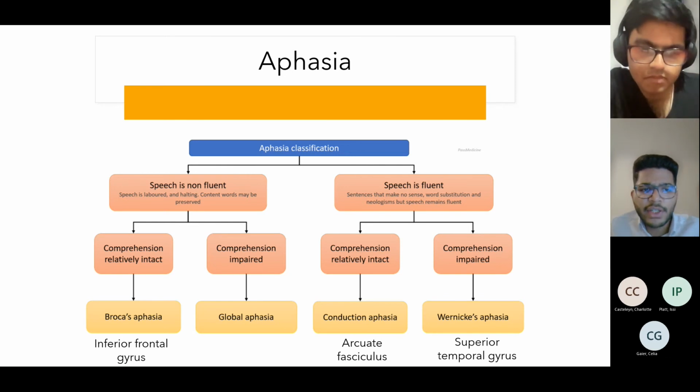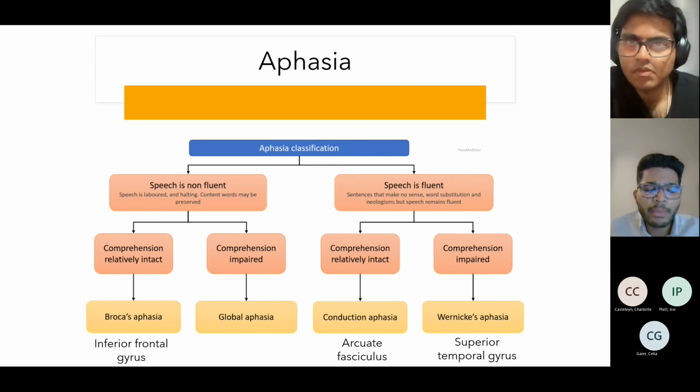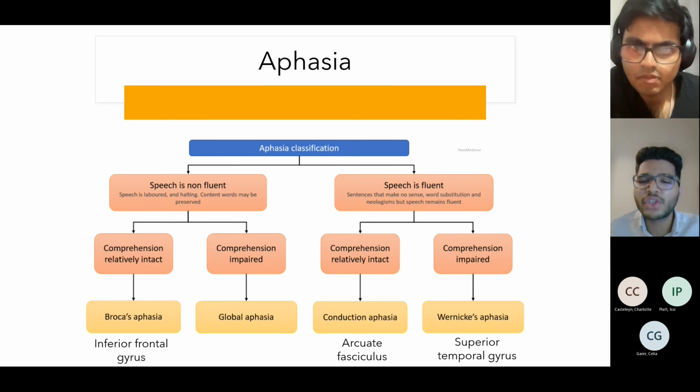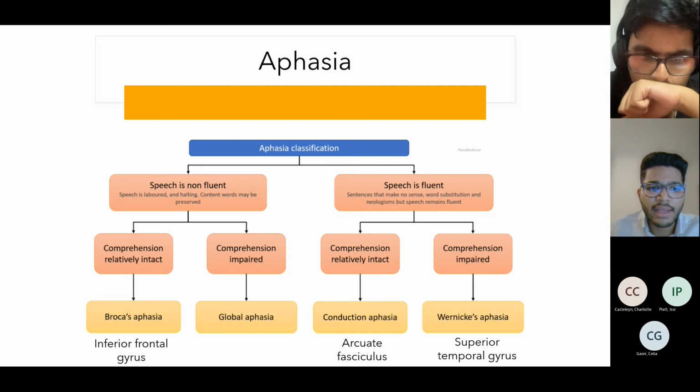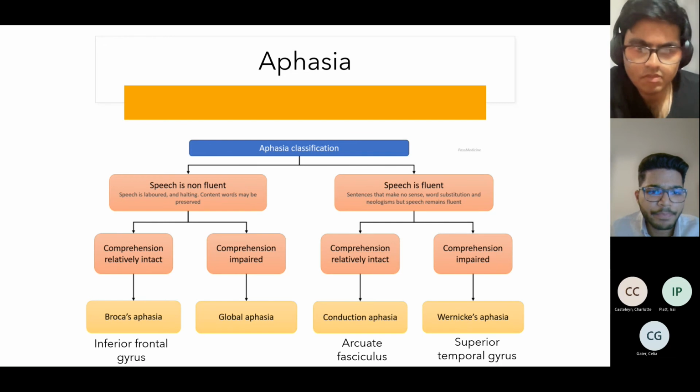So the way I approach aphasia is exactly like this. Is the person speaking fluently, or are they speaking non-fluently? Then can they understand and comprehend things, or can they not? If you can answer those two questions, you can get what type of aphasia it is. So Broca's is when they have non-fluent speech, but they have no trouble with understanding or expressing or choosing words. It's actually like a motor problem of speaking. So that's if you have an infarct to the inferior frontal gyrus, which is the MCA territory.